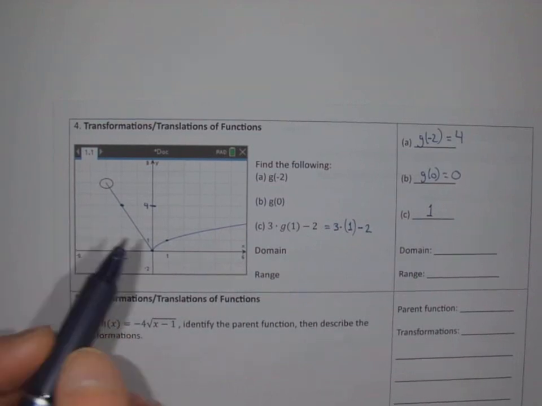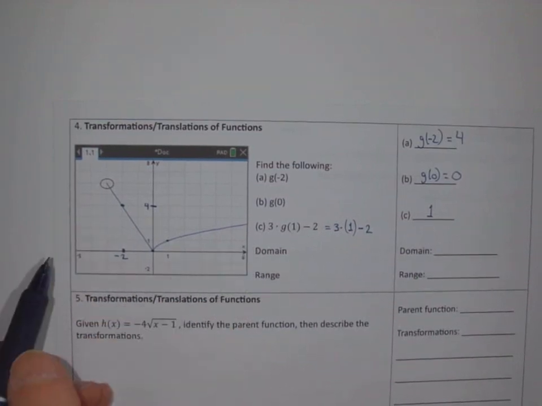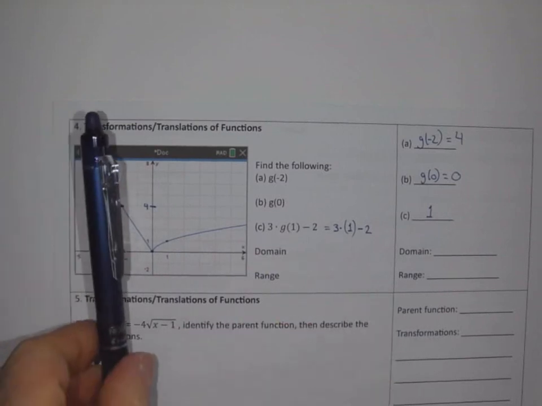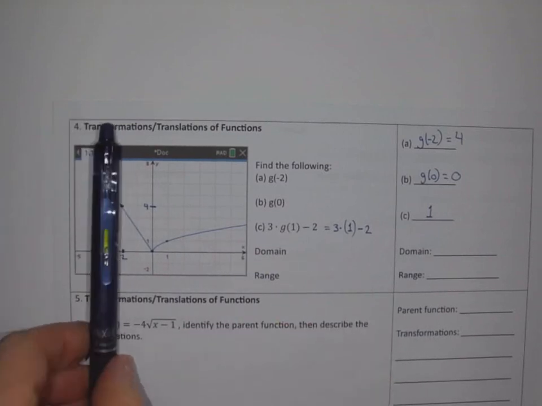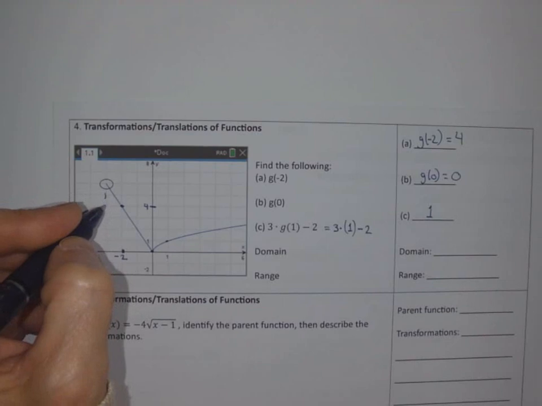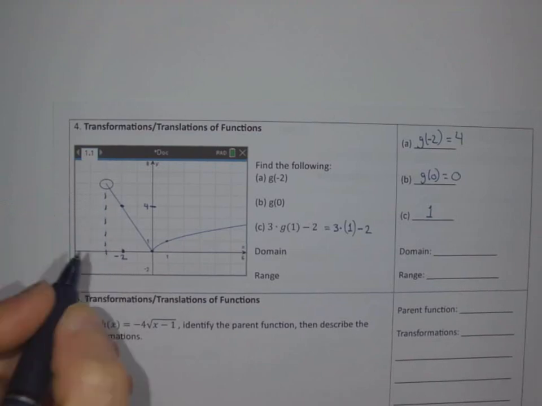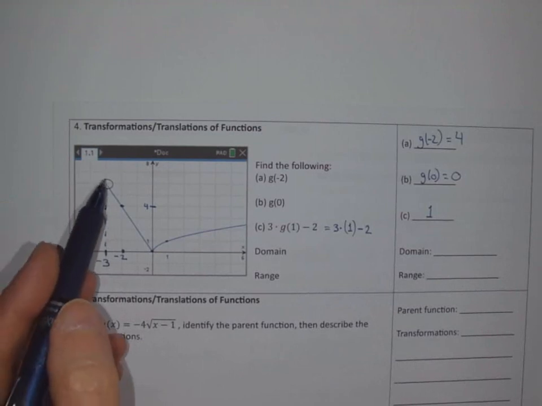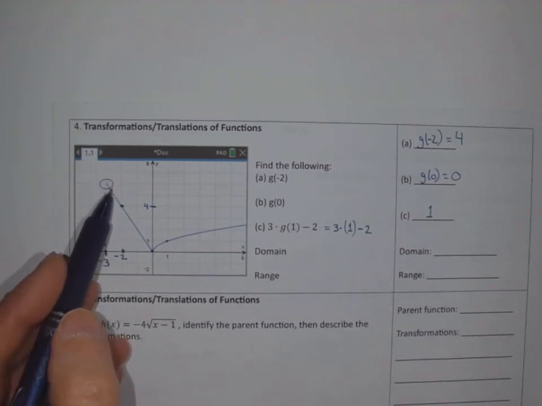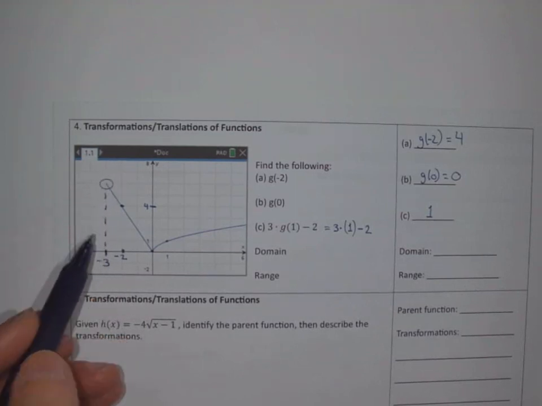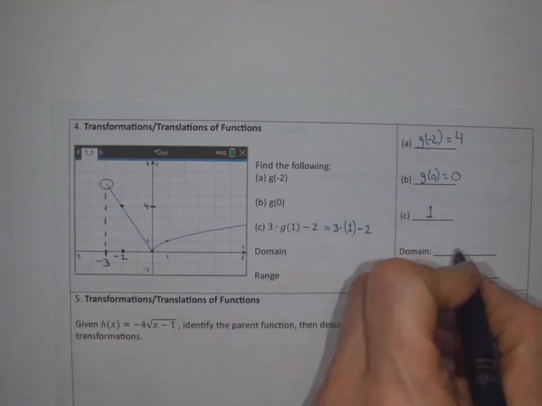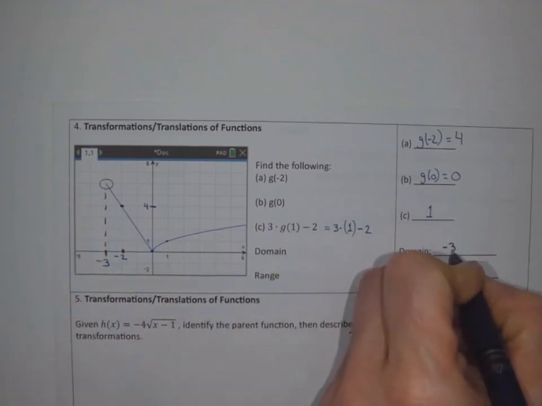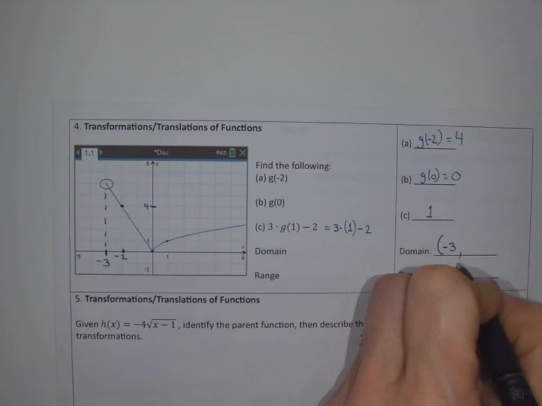The domain, now for the domain, remember it's from the point most to the left to the point most to the right. So this graph actually has an ending point here. It's not going to go any more to the left than negative 3. However, at negative 3 it's a big open dot, a big open circle. So negative 3 is not part of the domain. We're going to start at negative 3, but not include it.